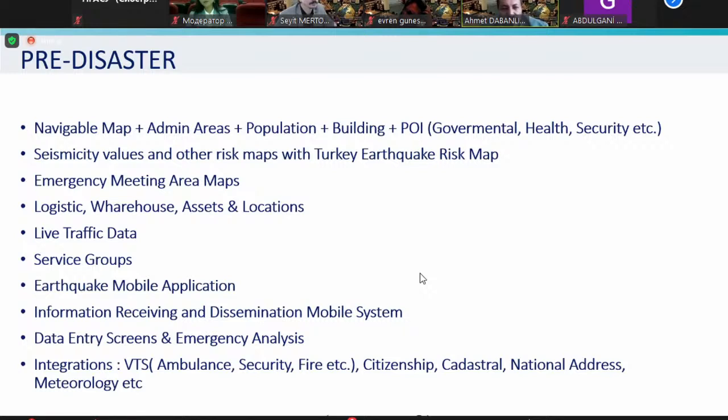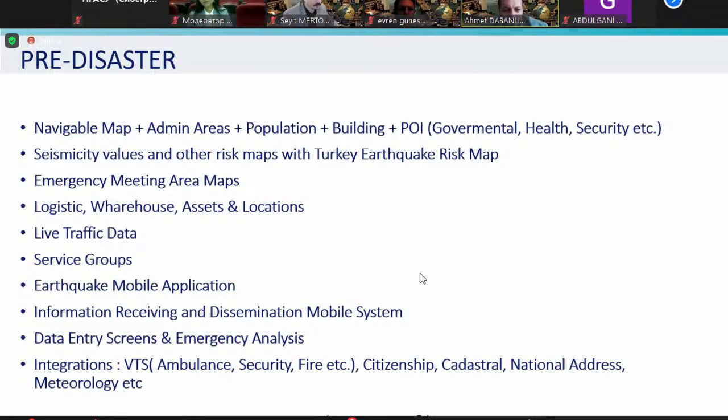There are many service groups in a disaster. Every group has different jobs, and they need different applications. There is a mobile earthquake application developed. So in case of any earthquake nearby, there is an alert, especially if it is more than 3 or more than 4. You can also see if your relatives or family living in another place are affected. You can see the information.